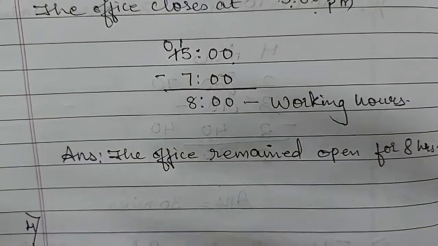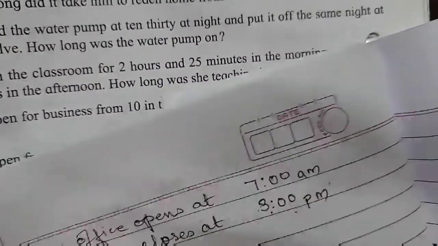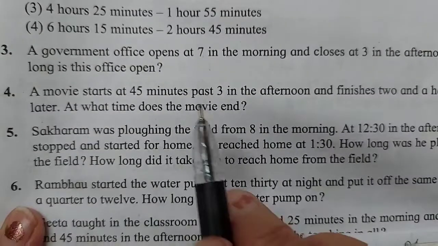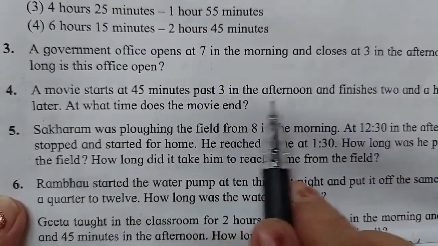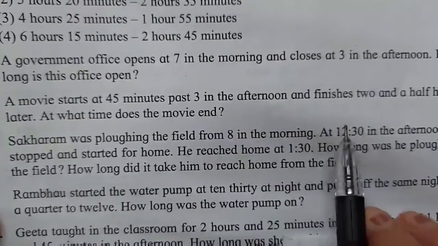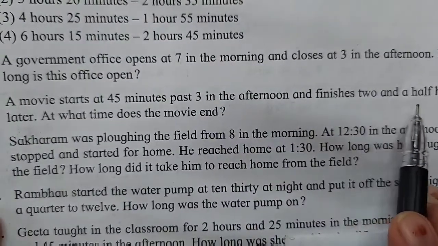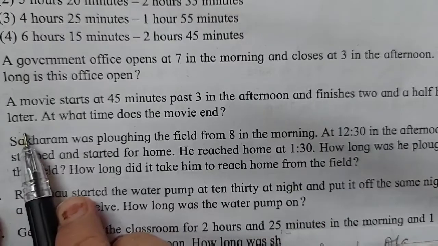Coming to the fourth question. A movie starts 45 minutes past 3 in the afternoon and finishes 2.5 hours later.